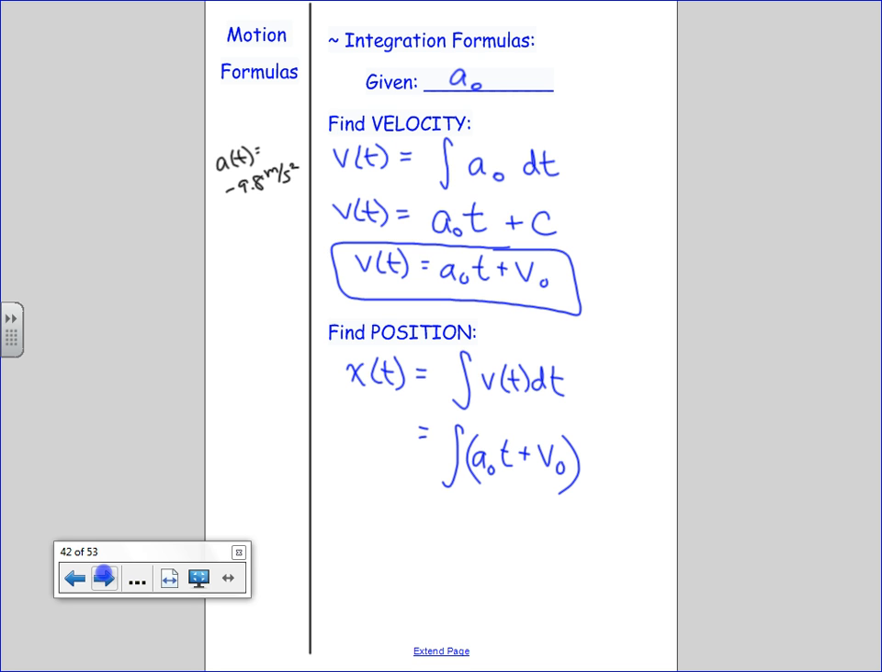Plus C is going to be the same thing as the initial velocity. When we go to position, we take another integral of velocity, which will be the integral of what we already found. And so position is going to end up equaling one-half a sub naught t squared plus v sub naught t plus, physics people, there's a reason why you use this formula.